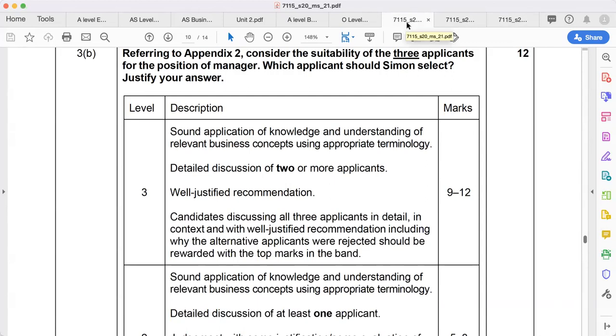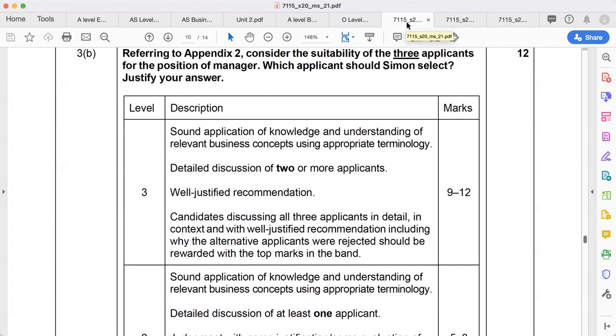Detailed discussion of two or more, in fact, all three applicants, and then well justified recommendations. What would candidates write in that? A candidate discussing all three applicants in detail, in context, relating it to the case with a well justified recommendation, including why the alternate applicants were rejected. Now, listen carefully. I again repeat, without comparison, there are no 12 marks.